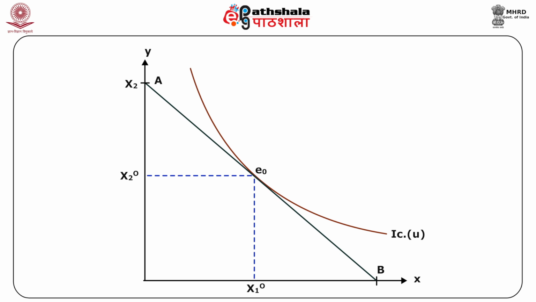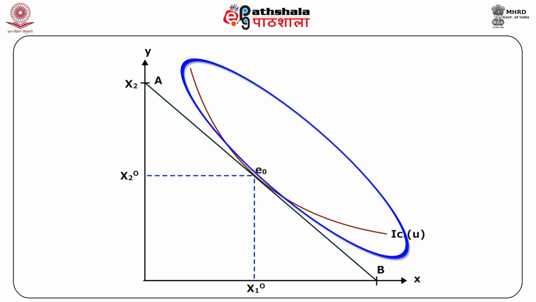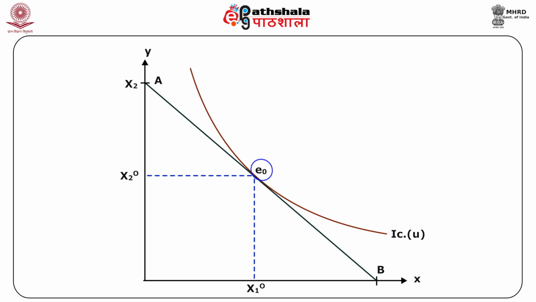This can be explained with the help of a simple diagram. In the diagram, AB is the budget line, which represents the price ratio. IC is the indifference curve. E0 represents equilibrium, where the slope of IC and the slope of the budget line are equal, which represents the optimum consumption of X1 and X2. These are X1 raised to the power of 0 and X2 raised to the power of 0.